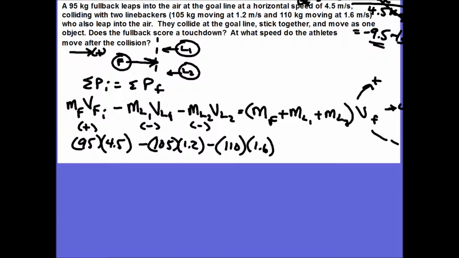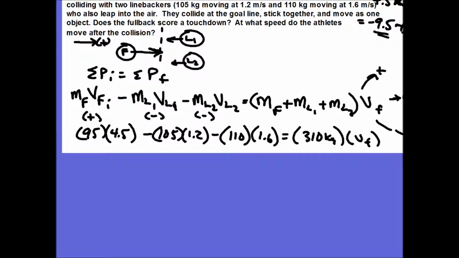That's all equal to the total mass. I've got to check that here really quick. The total mass I get is 310 kilograms, times some V final that we're going to compute. We're getting so close to the end here. Let's check this. 95 times 4.5 is 427.5 kilogram meters per second. This next one, 105 times 1.2, is negative 126 kilogram meters per second.